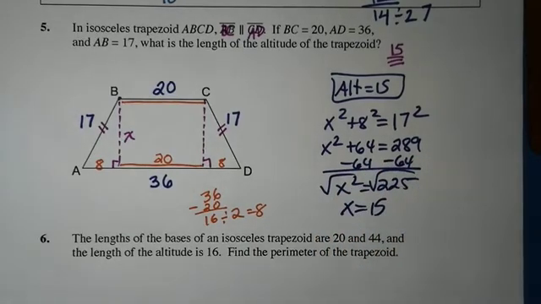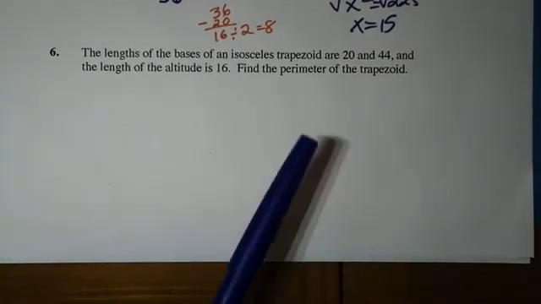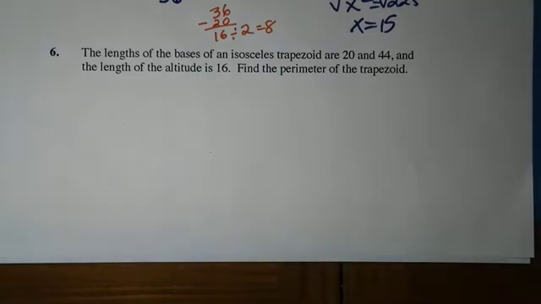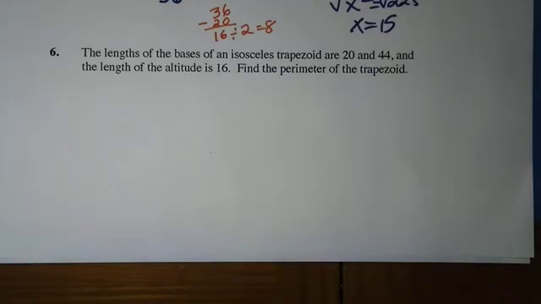All right, you guys, we've now reached our final question on isosceles trapezoids. What I'm going to leave you to do is draw your own trapezoid. See how it goes. What I want you to do is find the perimeter of this trapezoid. Good luck.